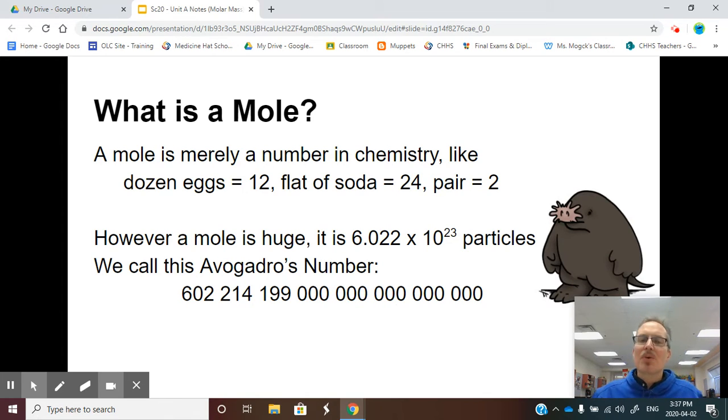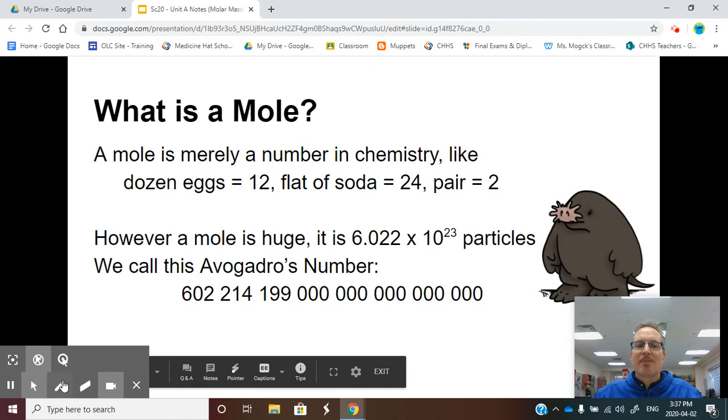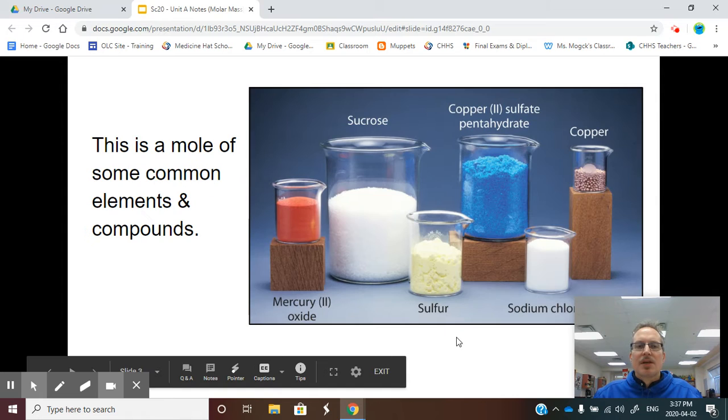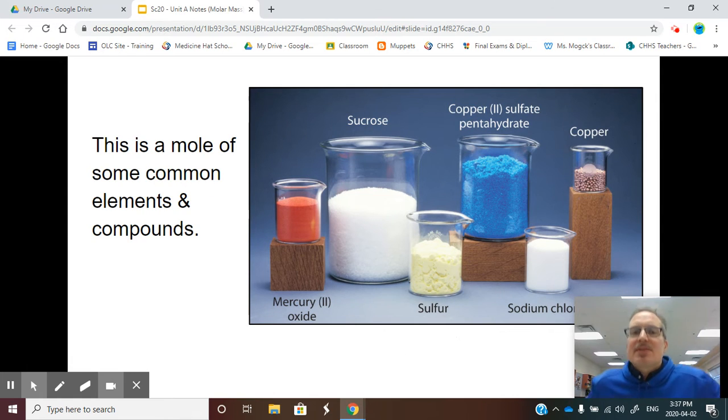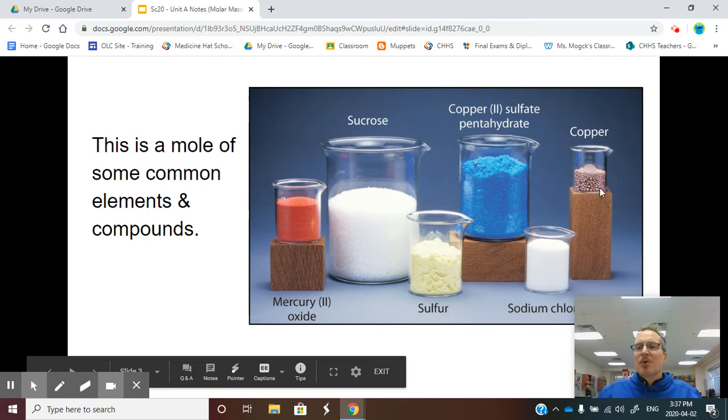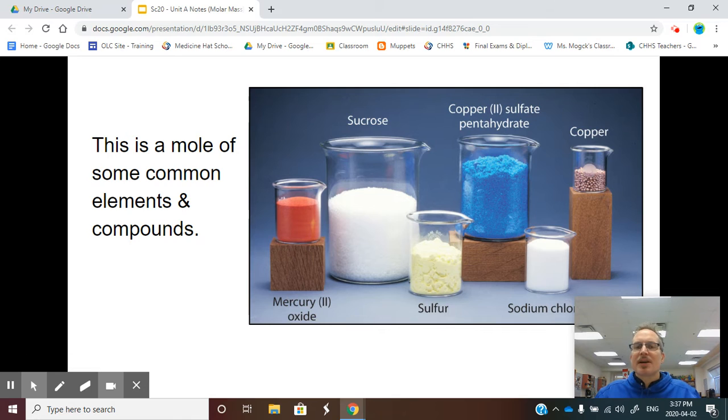And we use moles in everything because a particle is very, very tiny, and you can see how small these particles are and how many are in a mole. So here are some common substances, and this is what a mole represents in each of these. You'll notice that a mole of copper looks very different than a mole of copper 2 sulfate pentahydrate, which looks very different than a mole of sucrose.